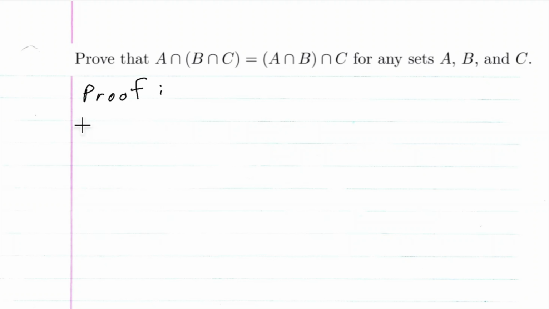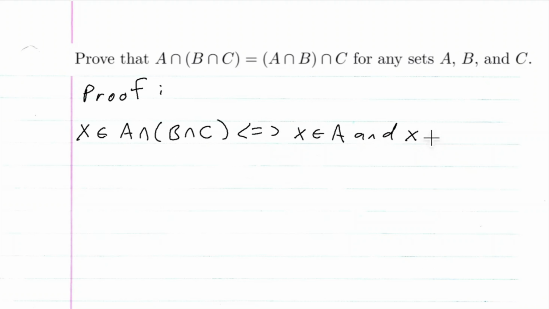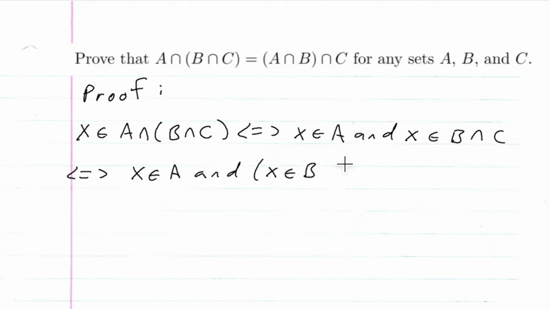Okay, so we're going to have X be an element of A intersection B intersection C. So by definition, this means that X is an element of A and X is an element of B intersection C. And by definition again, we know that this is X is an element of A and X is an element of B and X is an element of C, right?